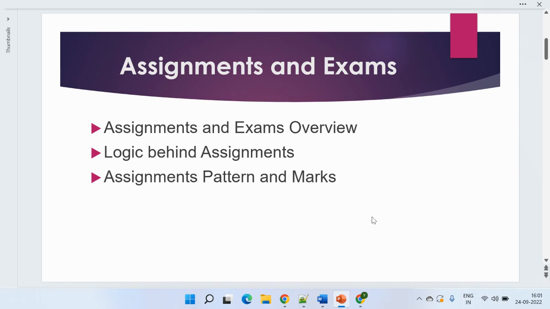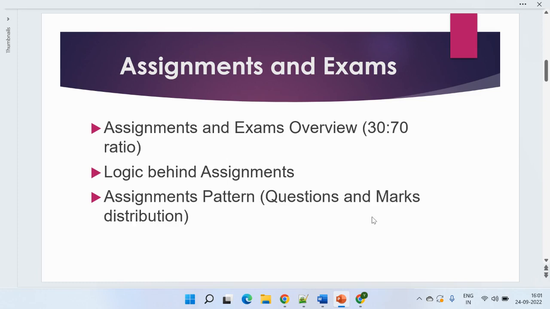The assignment pattern and marks. So if you see, each assignment has three questions: the first question, second question, third question. The third question has two parts, third A and third B, and each question is of 10 marks. So the total is 30 marks. How the 30 marks are categorized across the three questions, right? Now coming to our next part. I think we have already covered that this is a 30/70 ratio.